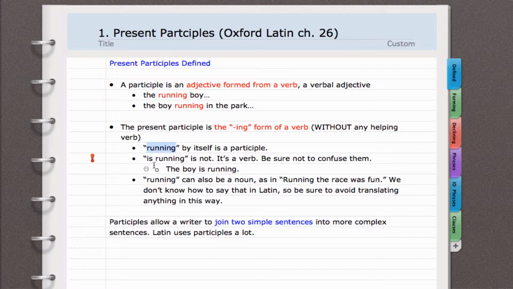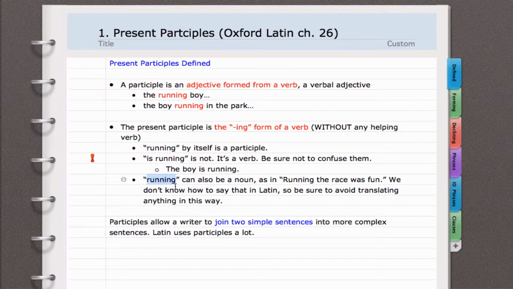If you say is running, was running, are running, that is not a participle, it's a verb, and this is a mistake that people commonly make. Be sure not to confuse them. The boy is running down here. That's a verb, not a participle.